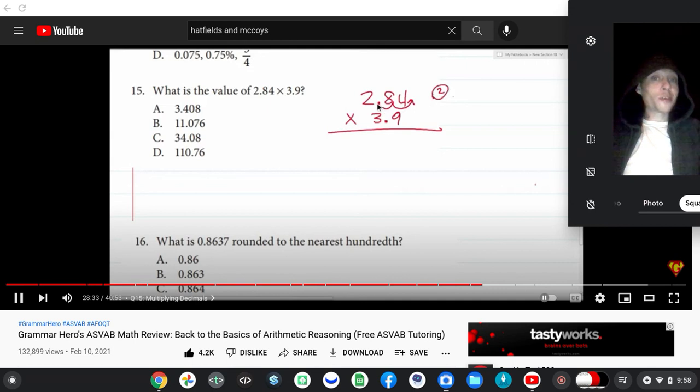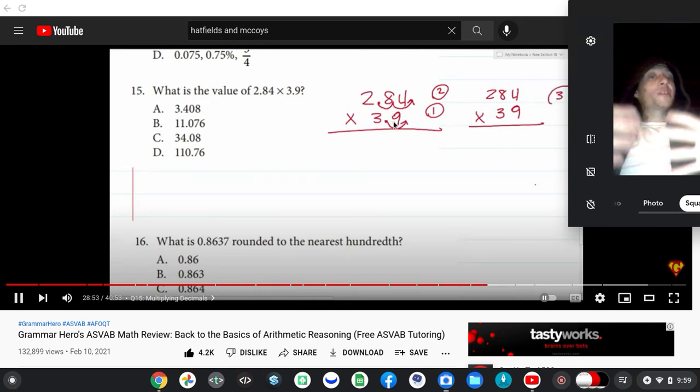2.84 becomes 284, and 3.9 becomes 39. So in total, we shifted the decimal 2 places plus 1, and it would be 3 places to the right.